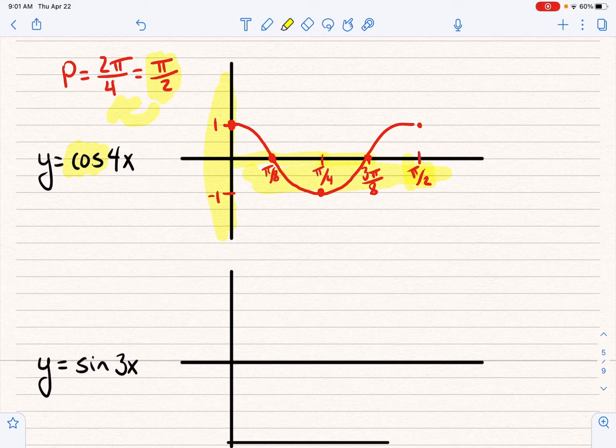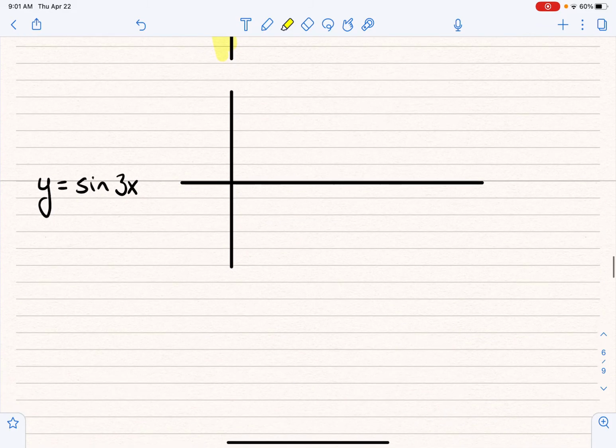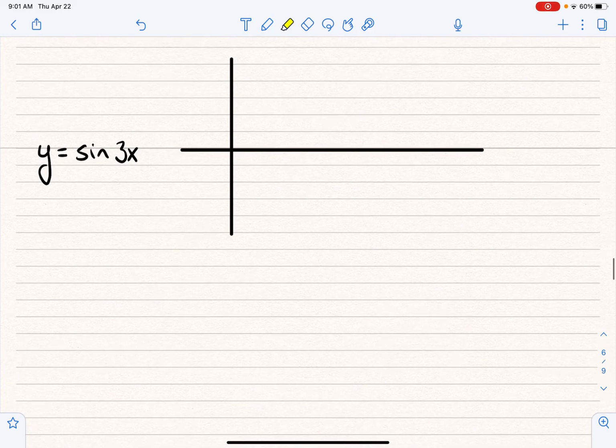Okay? Now we'll do this one. This definitely was going to be a little bit of the tricky one. We got a 3 there for the b value. It doesn't make it harder, it just makes it a little bit different. So we got to think, well, the period is going to be 2 pi over 3. So that is the period, 2 pi over 3. I know sine is going to start here, and now it's going to end here at 2 pi over 3. So then we got to cut that in half, the halfway point.